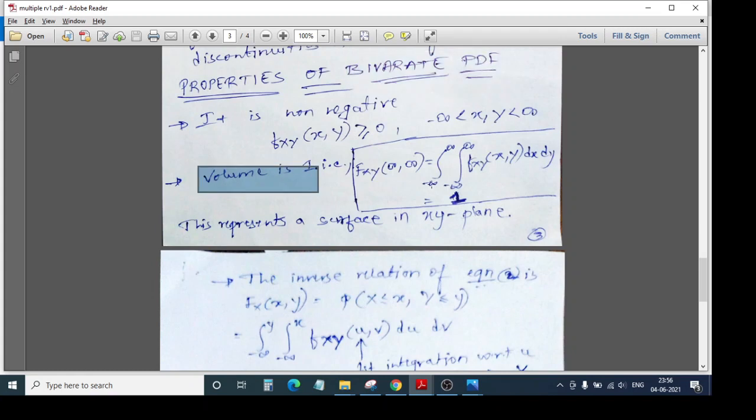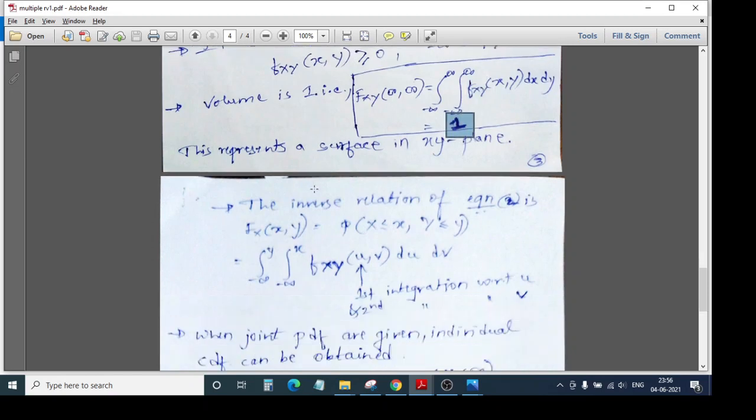That means when you integrate your PDF, its value will be equal to 1. So why double integration, friends, again here? Because we have two variables. Which are the two variables? One is X and another one is Y. That's why one integral will be with respect to X, the other with respect to Y. And when you integrate your PDF, the answer you will get is 1.